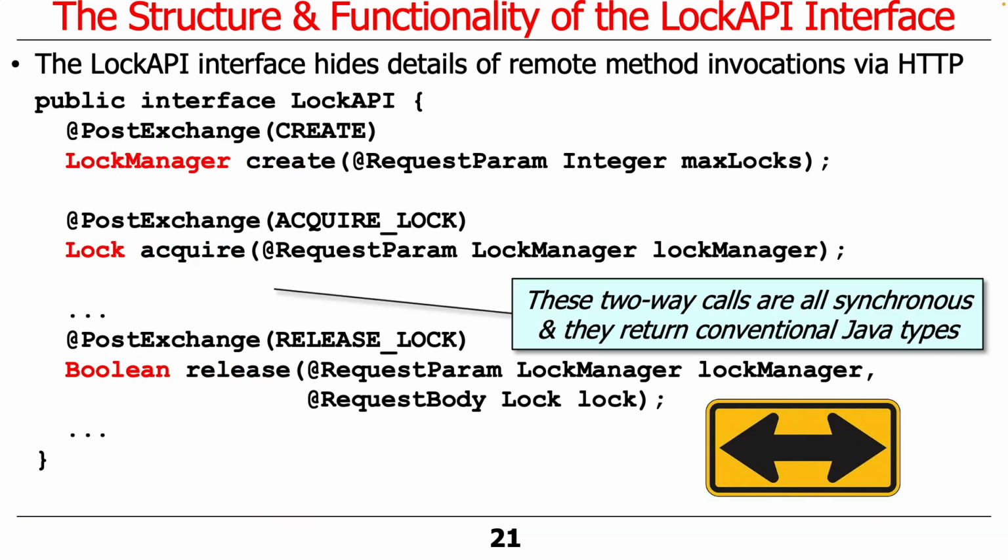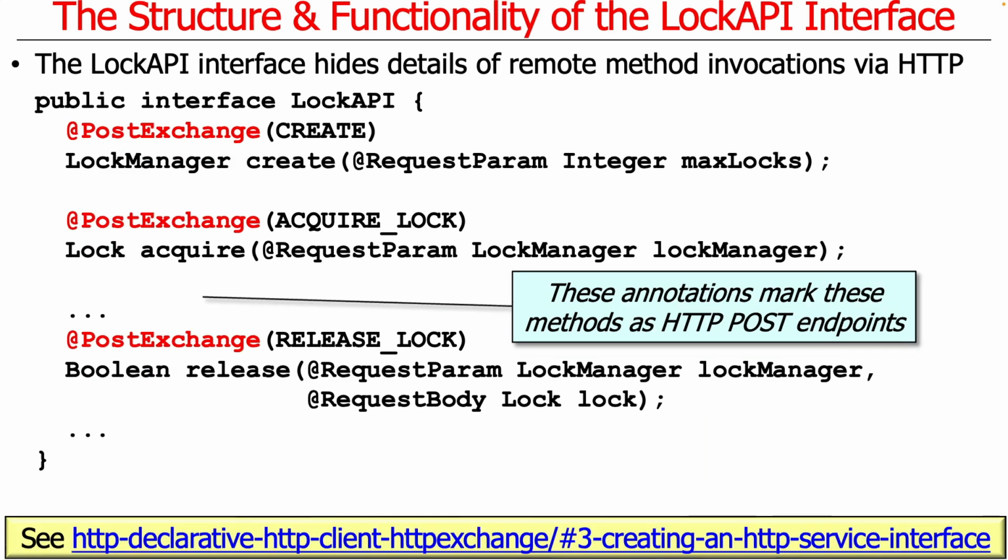Then we also have to note that these are all synchronous two-way calls, and they all return conventional Java types like Boolean, or those are built-in types or standard types, or user-defined types like Lock and LockManager, but they're just returning Java types, nothing special or different about this.